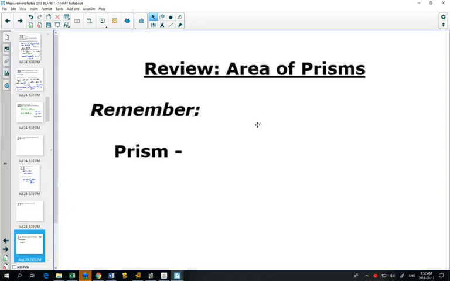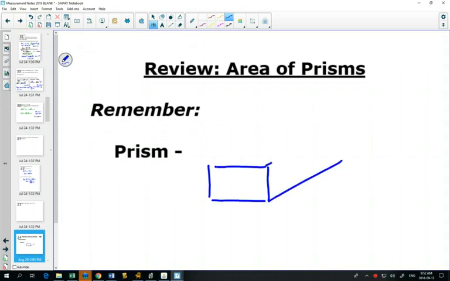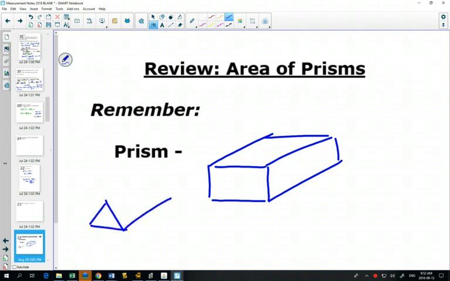What is a prism? How do you draw a prism? A prism is a three-dimensional shape. A rectangular prism would look like that. A triangular prism would have a triangle as the base.